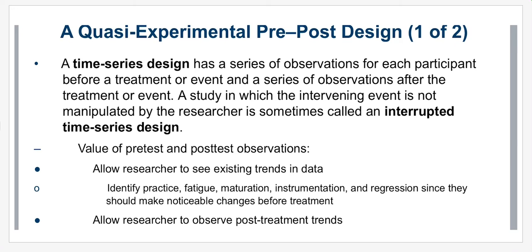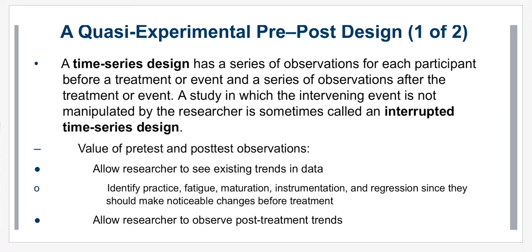The value of this, the way that this helps minimize the threat to internal validity here and produces a stronger design, is that this first point is showing you that it allows researchers to see existing trends in the data beforehand. It doesn't say "before," but I'm throwing that in there: those pre-test observations. And you can see at the very bottom, it also allows researchers to observe post-treatment trends.